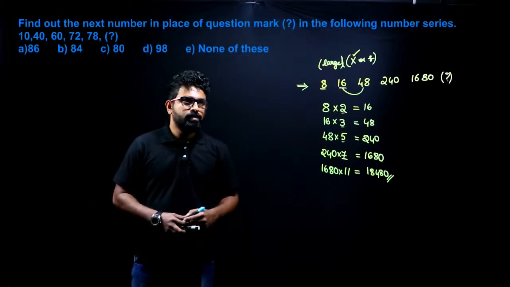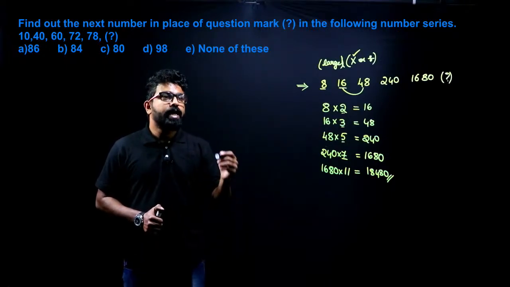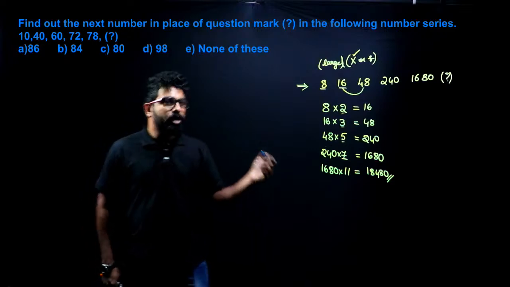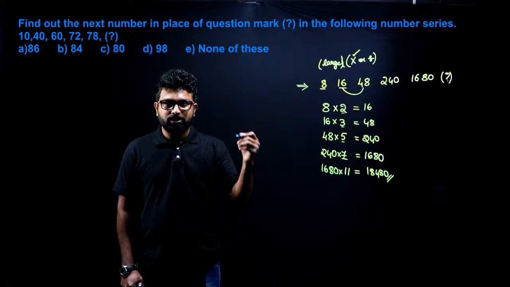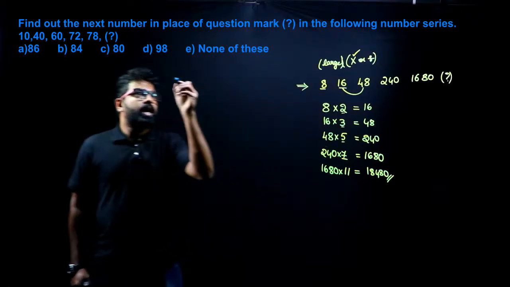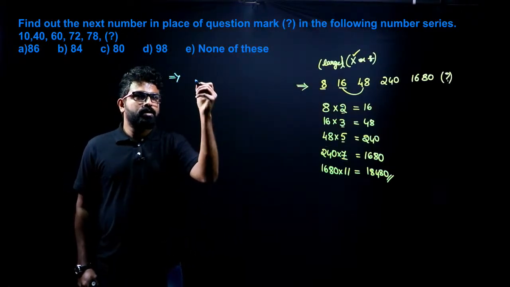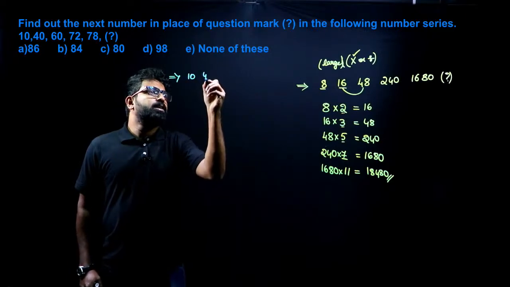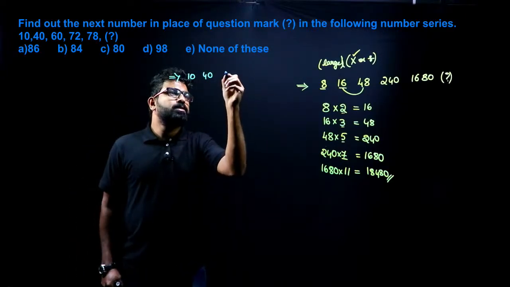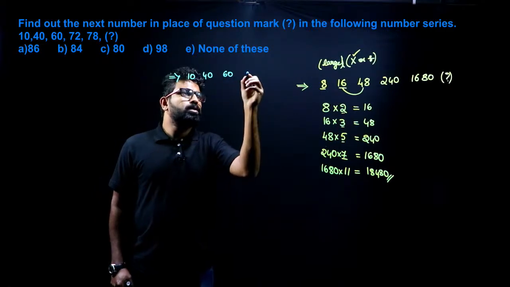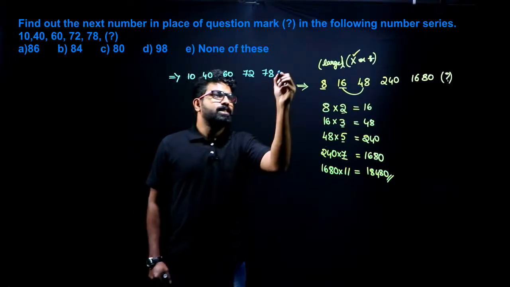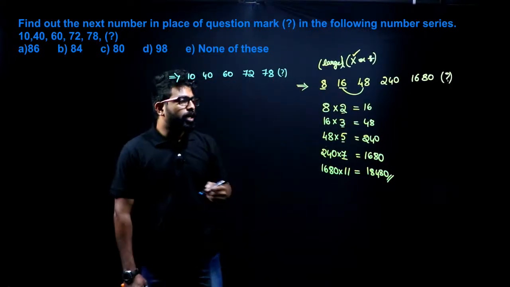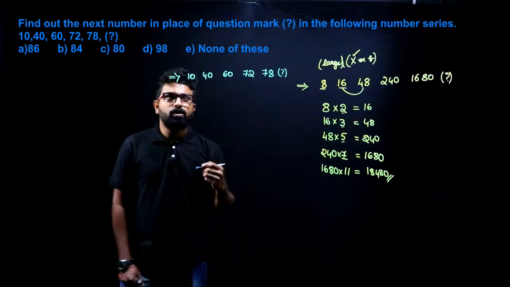What's our next problem? Find out the next number in place of the question mark. Again, this is based on missing terms. I had already told you, in the examinations many questions will be asked on missing terms and wrong terms will be very rare. Our next question goes like this. It is 10, then 40, then 60, here it is 72, 78, and then there is a question mark here. That's the missing term which I need to find out.